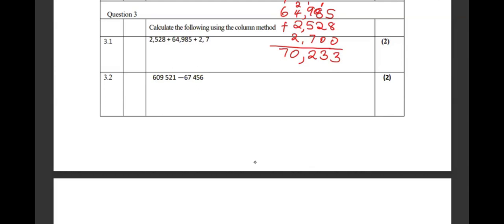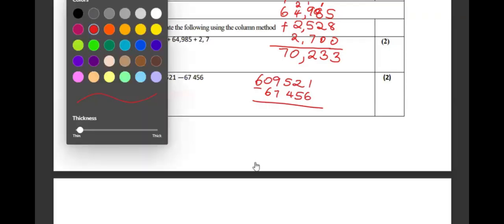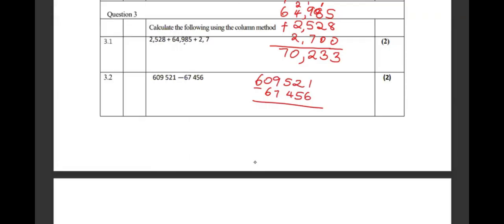Then 3.2, we're subtracting. So 609,521. Then we have 6, 7, 4, 5, 6. We're subtracting this. So one thing we know is that we need to borrow at some point. So borrow, it becomes 11. 11 minus 6 is 5. We're left with a 1 there. We need to borrow again. 11 minus 5 is 6.